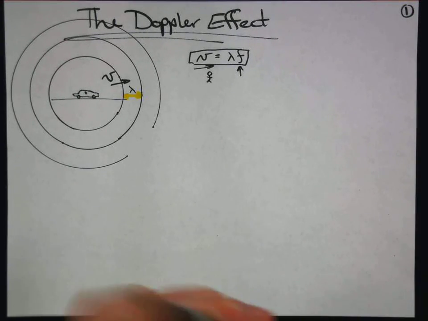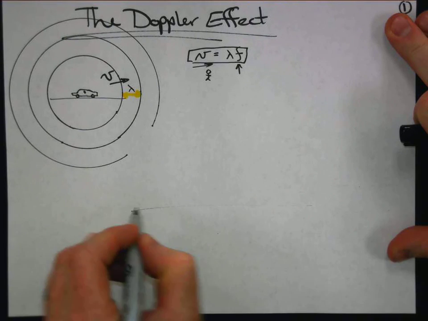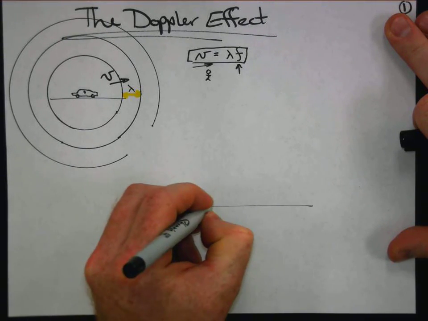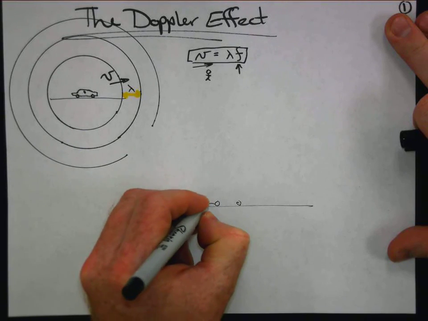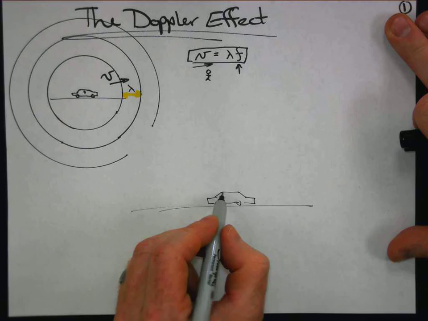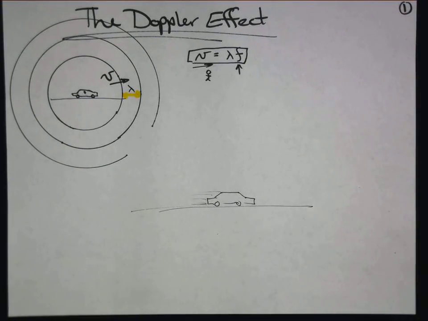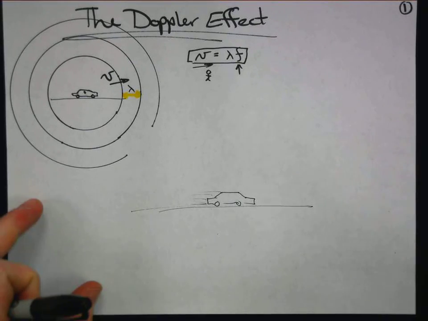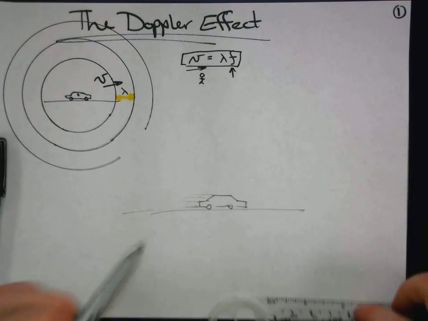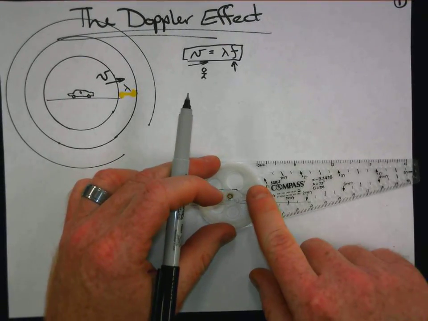What if, though, the car is moving? Here we go. Let's see if we can draw this. We have some ground, and we have a moving car, and moving fast. There we go. My wonderful artistic skills. Now, what's the deal? It's hard to draw this on paper and represent it accurately.